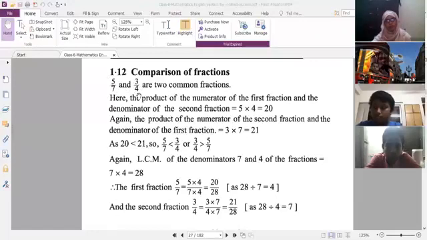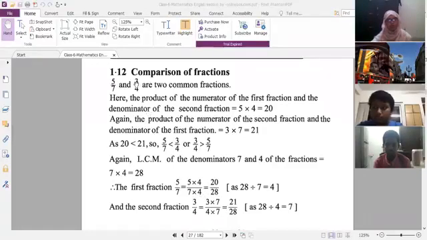Or 3 by 4 is greater than 5 by 7. Again, the LCM of the denominators 7 and 4 of the fractions is equal to 7 into 4 is equal to 28. Now, for the first fraction, we divide 28 by this denominator. We get 28 by 7 is equal to 4. Now we multiply this numerator and denominator by 4. We get 5 into 4 is equal to 20 and 7 into 4 is equal to 28.